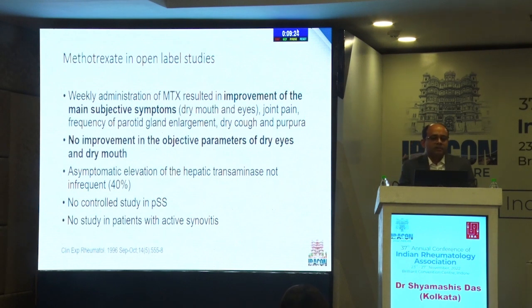What about methotrexate? In open label studies, methotrexate showed improvement of main subjective symptoms, namely sicca symptoms and joint pain. However, no improvement of objective parameters of dry eye or dry mouth could be demonstrated. Unfortunately, there is no consensus with methotrexate in Sjogren's syndrome patients, and definitely there is no study in patients with active synovitis in Sjogren's treated with methotrexate.